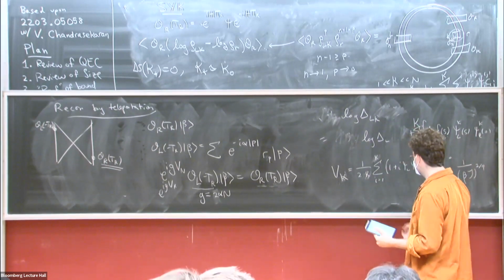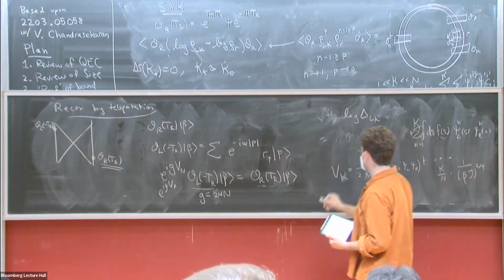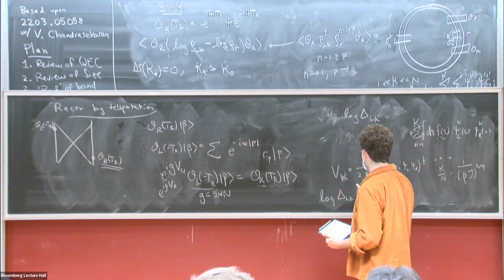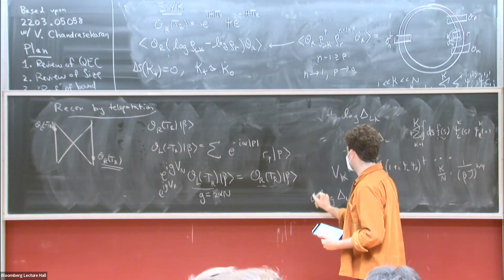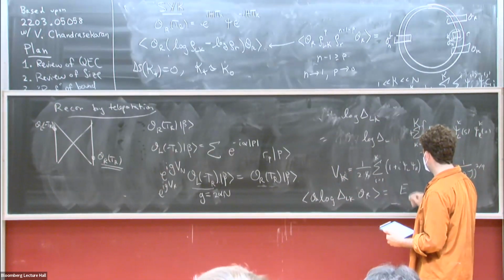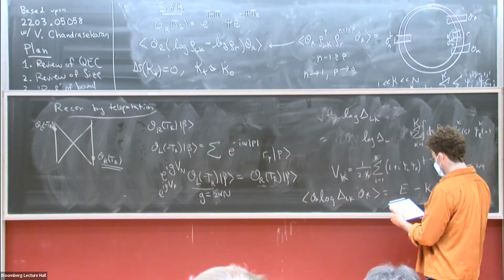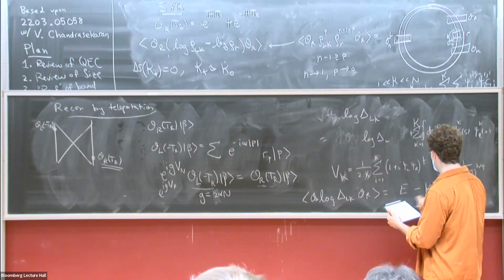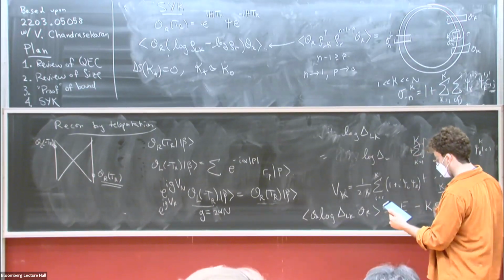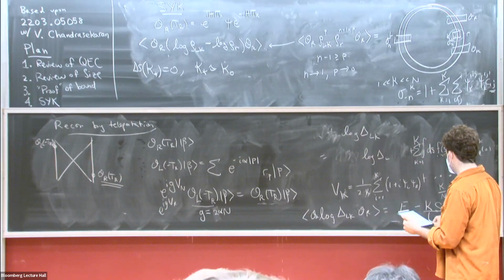So what you end up getting is that the expectation value in this state is equal to the total energy minus K times the size. Did I get this right? Yes. Minus K over N times the size.